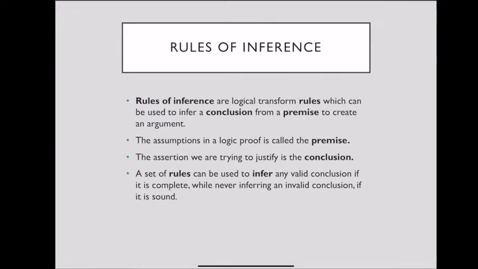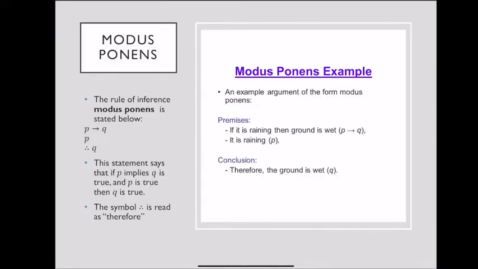And using this set of rules, they can be used to infer any valid conclusion if it is possible for us to conclude such a thing. So one rule of inference, and the first one is going to be modus ponens, and this is stated below. It says, if P implies Q, given P, therefore Q. So the statement says, if P implies Q is true and P is true, therefore Q is true. We read this triple dot symbol right here as "therefore Q."